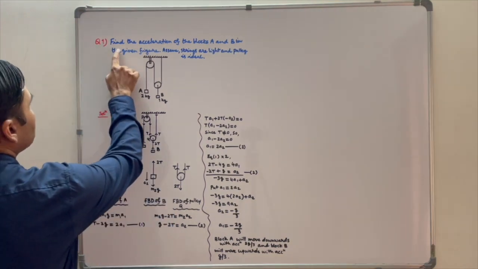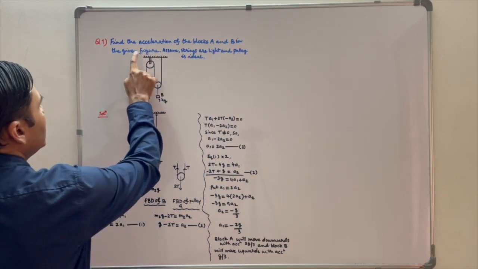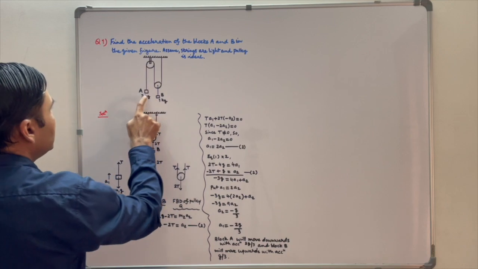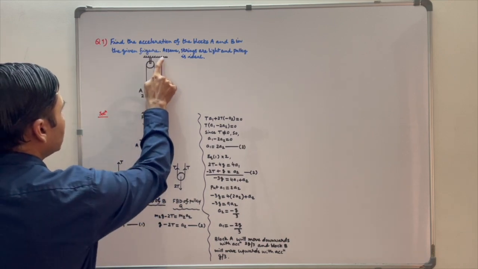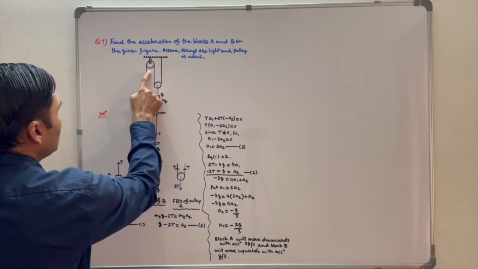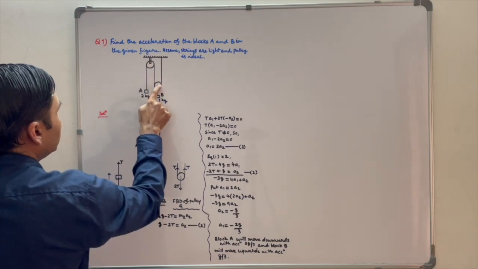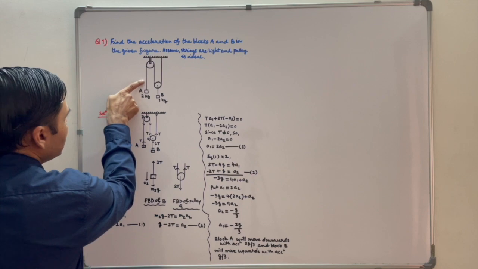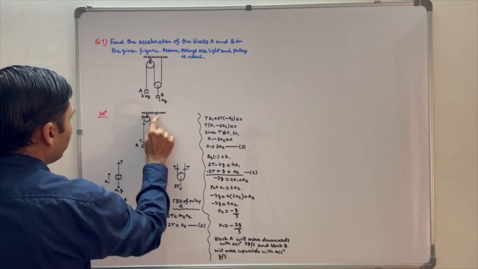First question: find the acceleration of the blocks A and B in the given figure. Assume strings are light and the pulley is ideal. This is the given figure. Block A is attached to this string and block B is attached to this string. These two pulleys are ideal. This pulley is fixed to the wall and this pulley is free to move up or down. Suppose the tension in this string is T. It will be T everywhere.